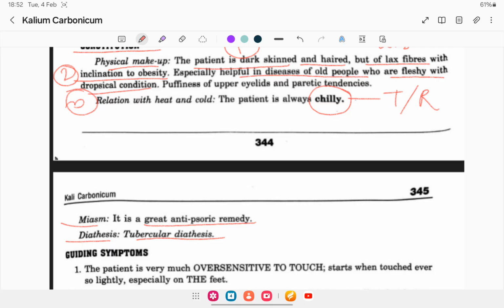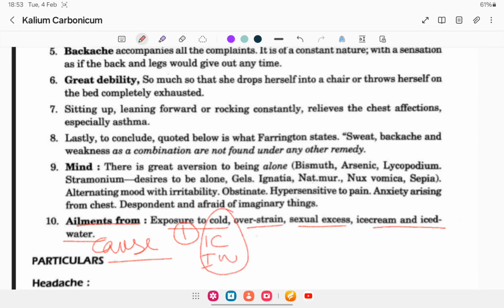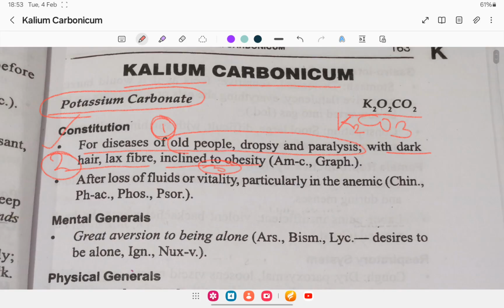Now come to causation. Here it is written in SK Dubey, ailments from or causation. Cause: exposure to cold, overstrain, sexual excess, ice cream and iced water. So number 1, exposure to cold, ice cream and ice water. Overstrain, number 2. Sexual excesses, number 3. And number 4, here it is written in Allen's Keynotes, after loss of fluids or vitality, particularly in the anemic.